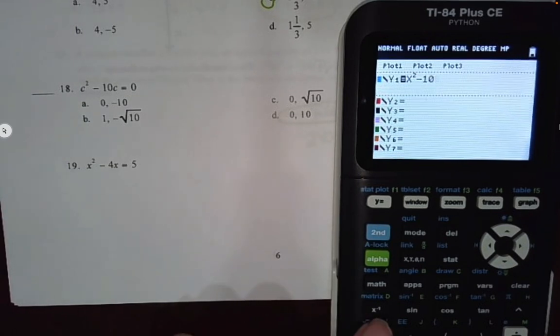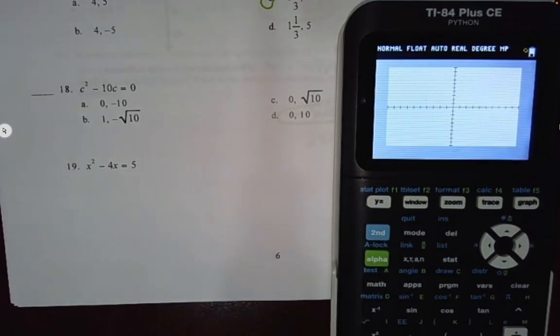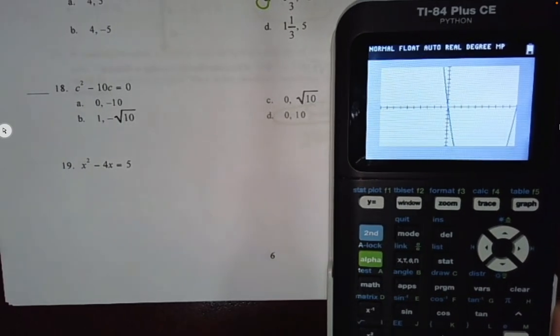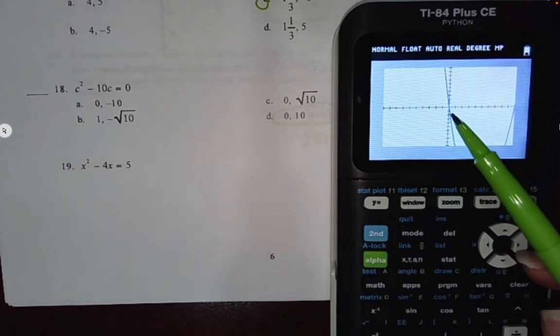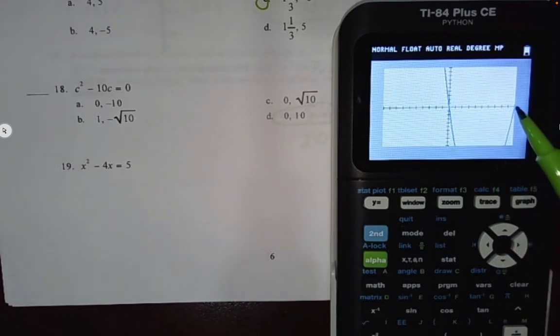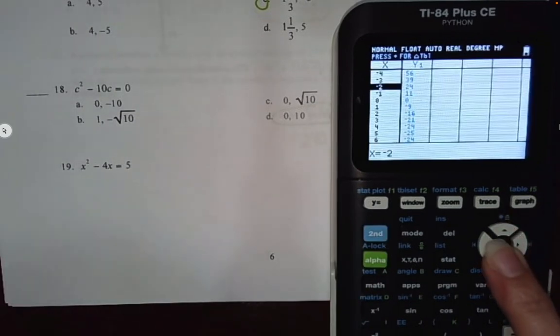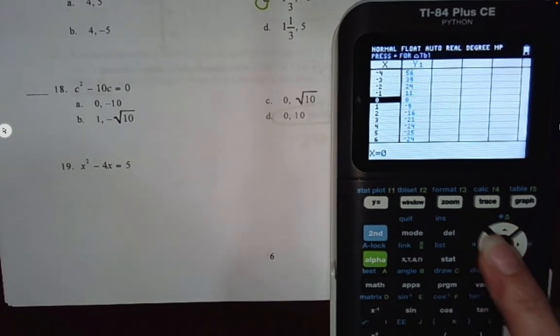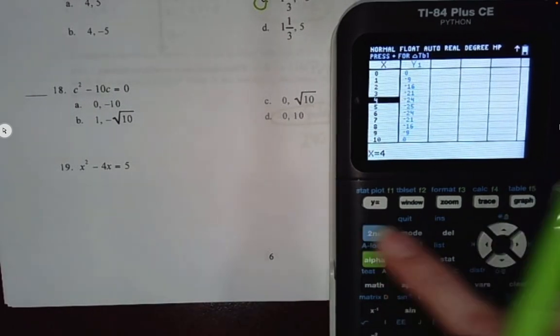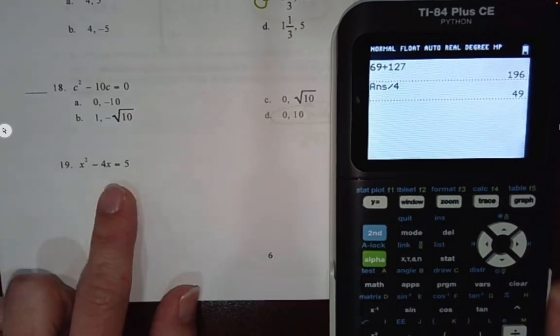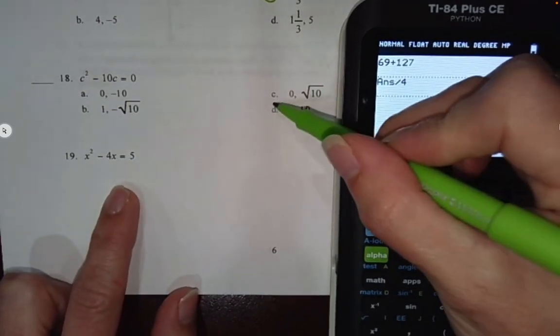Maybe a little? Okay, number 18, x squared minus 10x. Let's graph that one. What two numbers does it look like it's going through here? 0 and positive 10. You can also look at the table, that's another way. Where are my zeros? There's a 0 at 0, and let's double check, there's a 0 at 10. So that one was D.